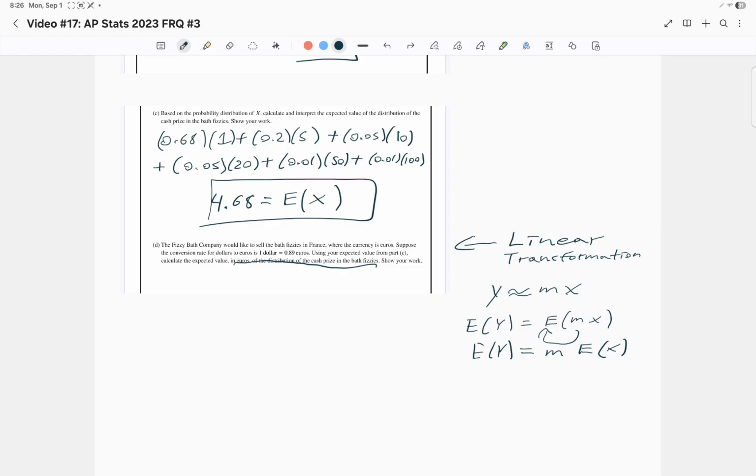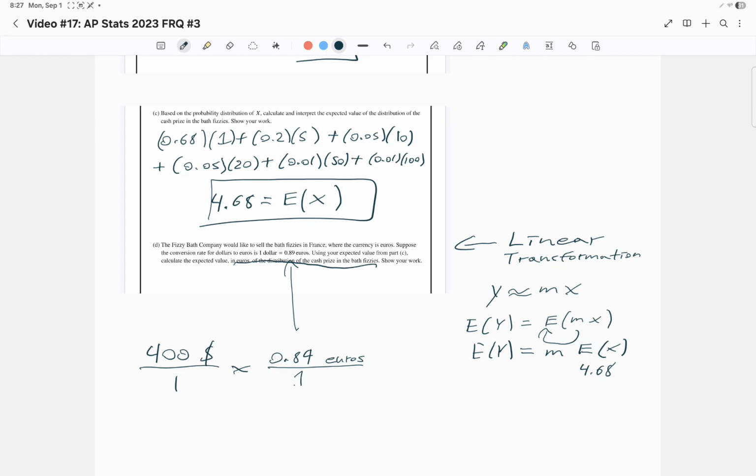And so when we look at what that m is going to be here, it's a conversion factor. So in this specific scenario, our E of X is 4.68. But we're now multiplying each dollar value by 0.89, right? Because we want to get from dollars to euros. Say we have $400, 400 American dollars. If we're doing unit conversion, we would have to multiply by 0.89 euros, which is, what's the euro symbol? I used to know it, but I forgot how to write it. Just going to say euros.